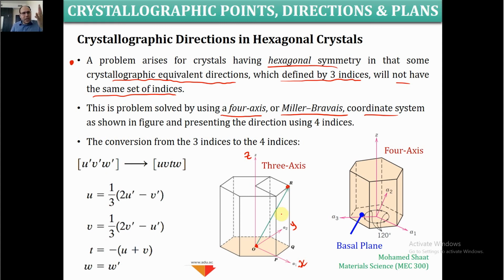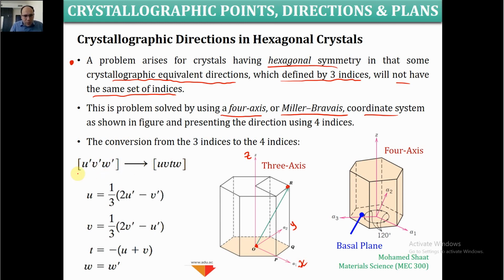This gives you 3 indices, U', V', W', which you include in square brackets. So U', V', W' are the indices if you decide to work with 3 indices, with X, Y, and Z axes as conventional. U' is the displacement parallel to X, V' is the displacement parallel to Y, and W' is the displacement parallel to Z. Very simple, as we did before.